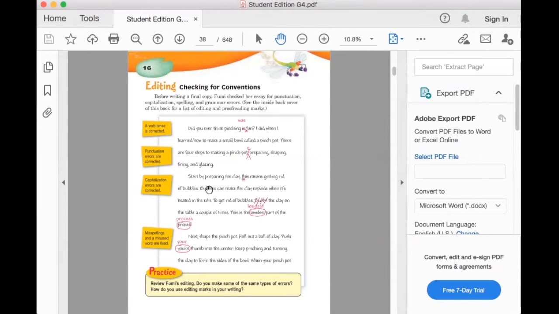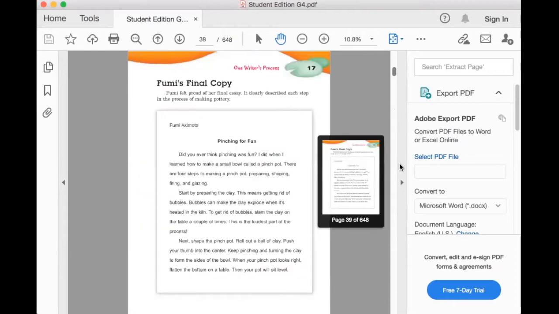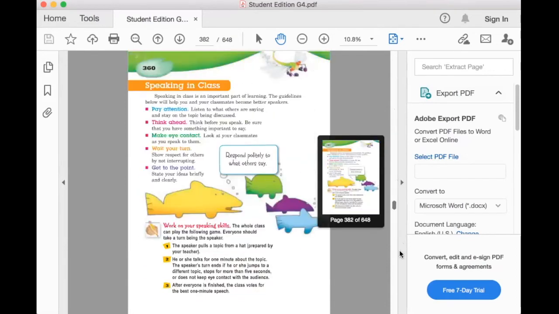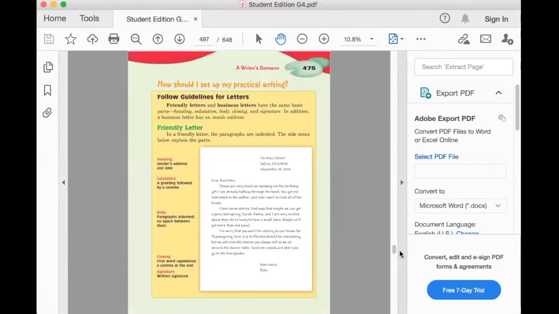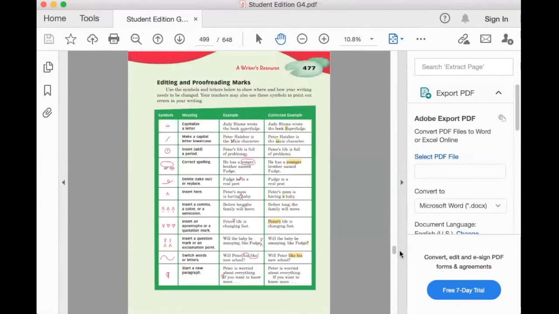Excellent. Now, did you have a chance to look at the editing proofreading marks on page 477? Let's have a quick little look. Let's go down to page 477. Okay, I'm just going to go there. This list here. So once again, this is a list that is on page 477 in your books.